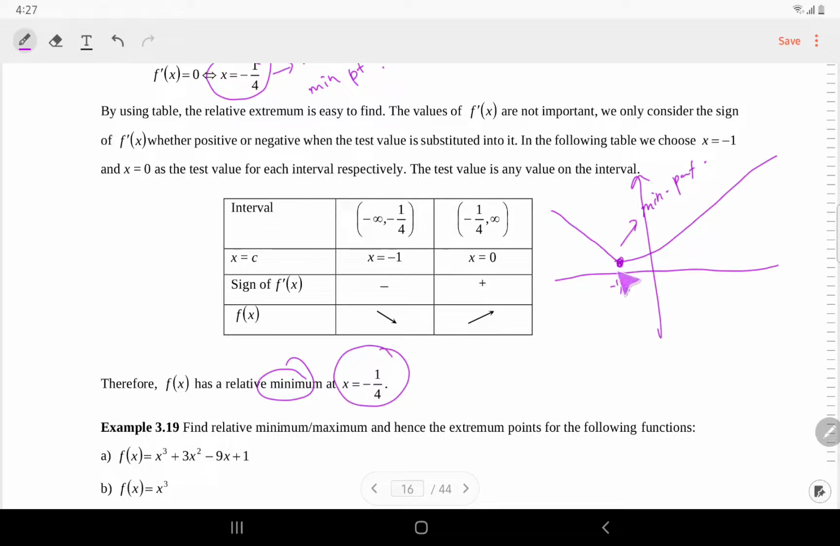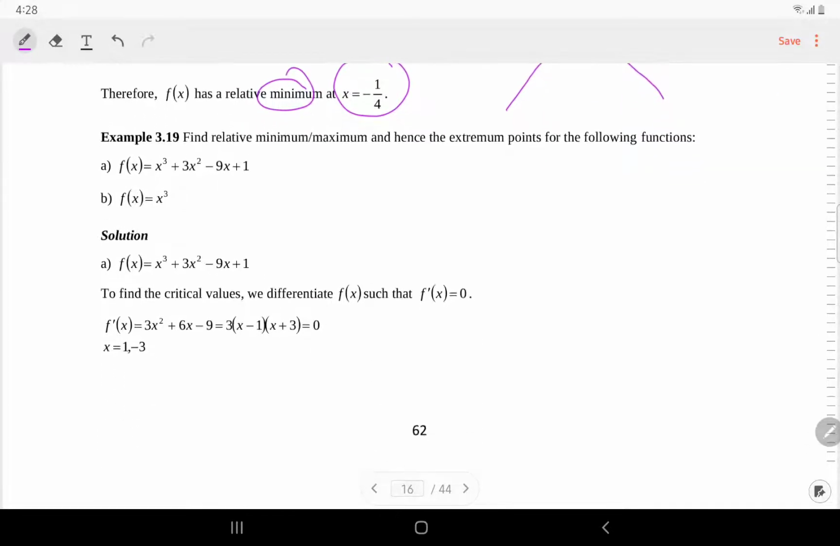Okay, kenapa dia minimum point? Sebab dia turun naik, so point dia dekat bawah minimum. Tapi kalau dekat sini positif, kat sini negatif, so positif meaning that it is naik, kat sini akan turun. So graph dia naik and then turun. So point kat sini tinggi, so kita panggil dia maximum point ataupun relative maximum.